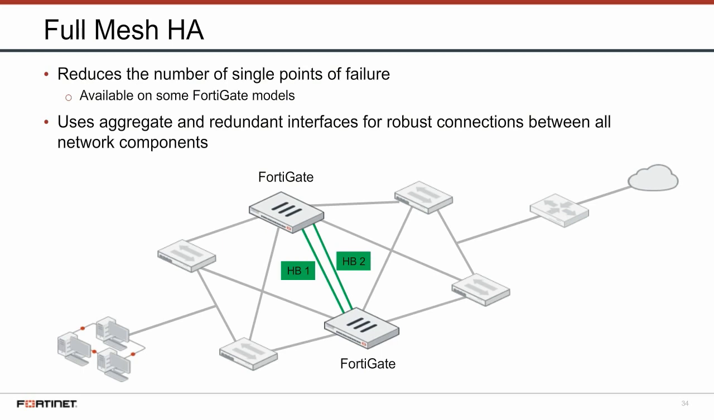A full mesh HA is more complicated to assemble and administer, but it can provide the availability required by critical installations. This solution is only available with higher-end FortiGate models because not all FortiGate models are capable of creating aggregated or redundant interfaces, which are required for building this type of topology.